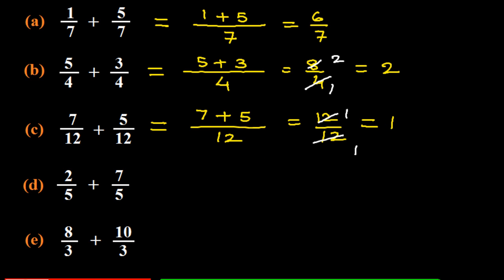In the next question, 5 is the same denominator in both the fractions, so we take 5 common in the denominator and add the numerators 2 plus 7, which is 9. It is 9 over 5. Here you see the numerator is greater than the denominator, so we have to convert this into a mixed fraction. I explain how we convert this into a mixed fraction.